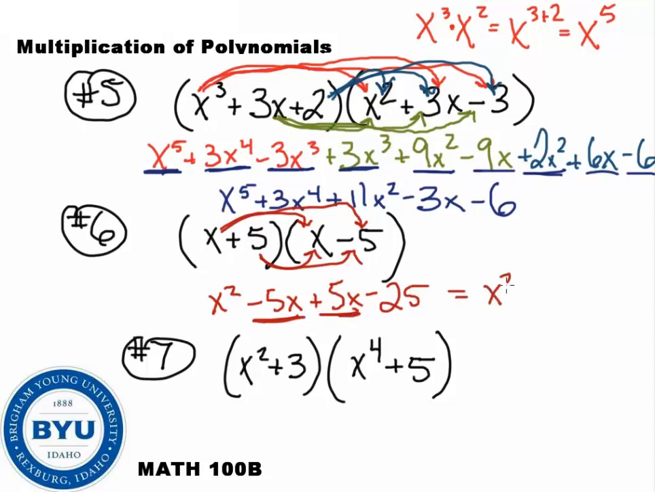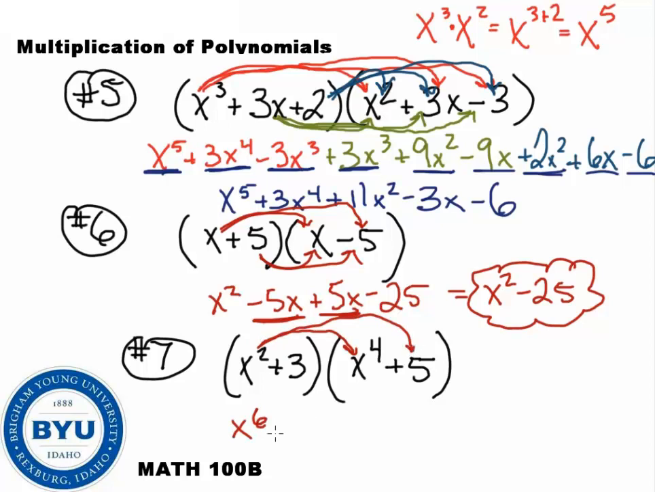And so our final answer is x squared minus 25. Okay, and on number 7, it was just kind of a test to make sure you knew how to multiply your exponents here. X squared times x to the fourth, you add the powers. We get x to the sixth. X squared times 5 is 5x squared. 3 times x to the fourth is 3x to the fourth. And 3 times 5 is plus 15.